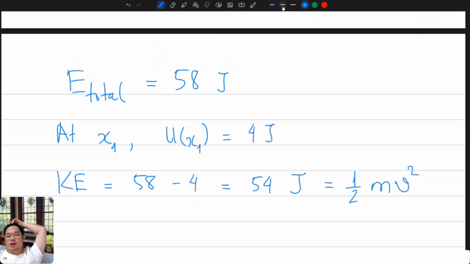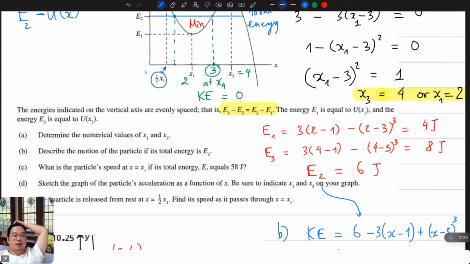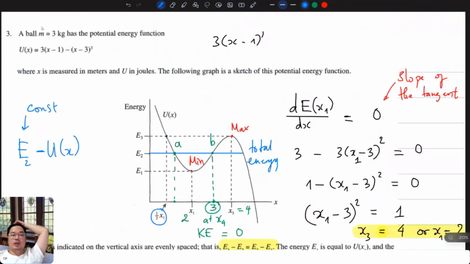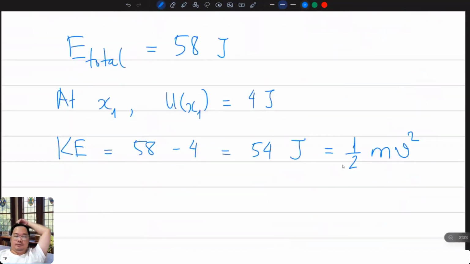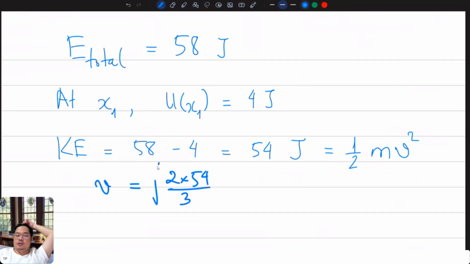Do we know the mass of the object? Yes, 3 kilogram. Good. 3 kilogram here. It's a very important equation. So we can find speed easily. So the speed is the square root of 2 times 54 over the mass 3 kilogram.